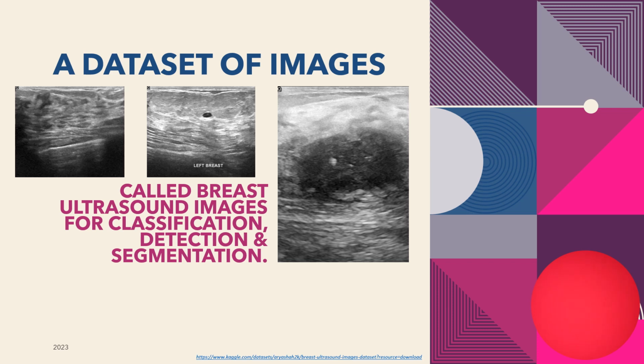It consists of 780 PNG images of 500 by 500 pixels. The images were collected in 2018. The dataset includes breast ultrasound images of women between 25 and 75 years old. The images are classified into 3 categories, which are normal, benign, and malignant. The figure in the picture shows all 3 classifications.